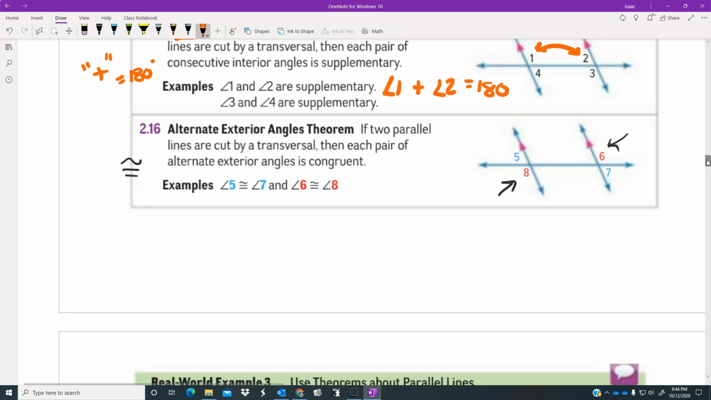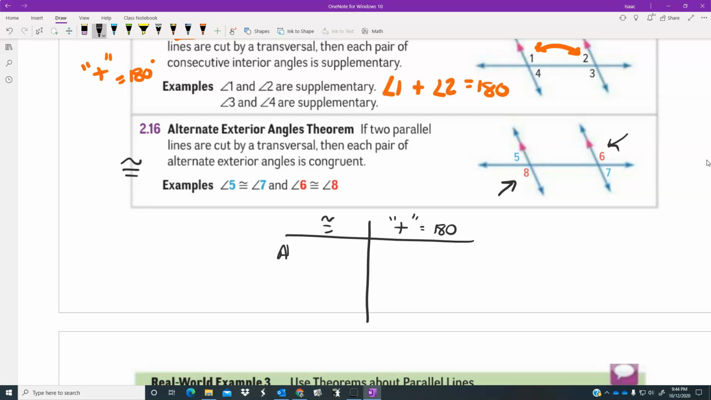So what I always do is I draw a little chart. Okay, now this chart is going to be the absolute biggest help to you in this section. Okay, you're going to have ones that fall onto the congruent side, and you're going to have ones that fall onto the add to 180 side. Well, which ones were the congruent ones? The alternate interiors and the alternate exteriors were equal to each other. That meant that they're the same size.